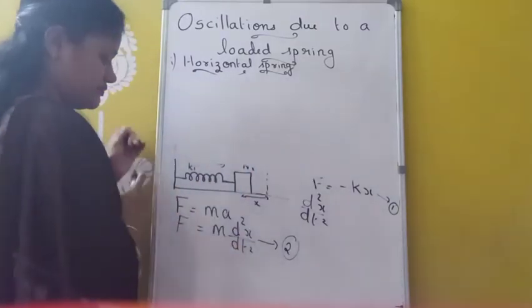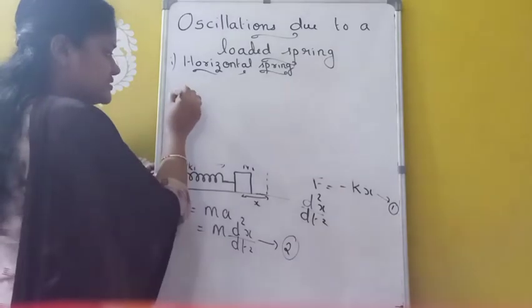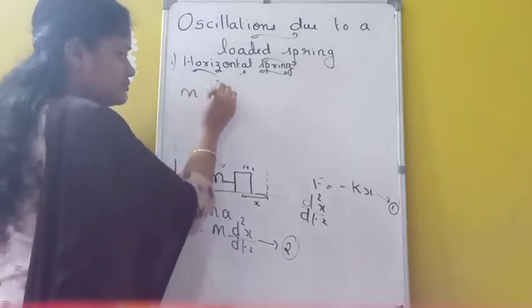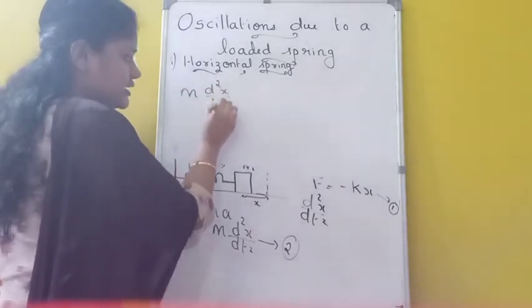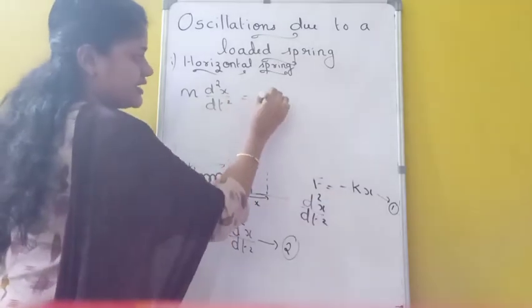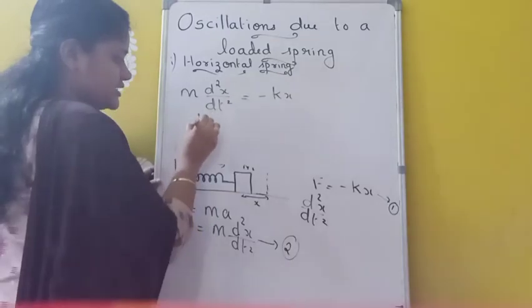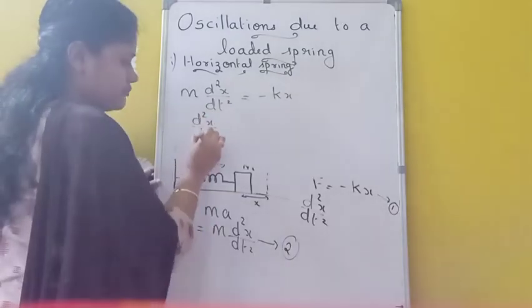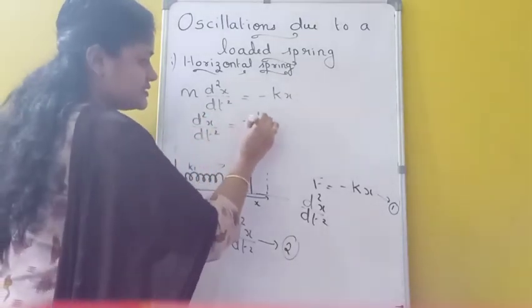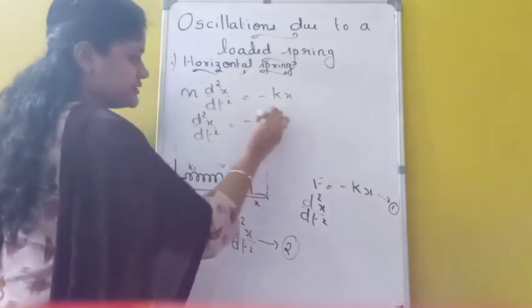So on the left-hand side you get force only. On the right-hand side we have m into d square x by dt square equals minus kx. And I am dividing by m here. So d square x by dt square equals minus k by m into x.